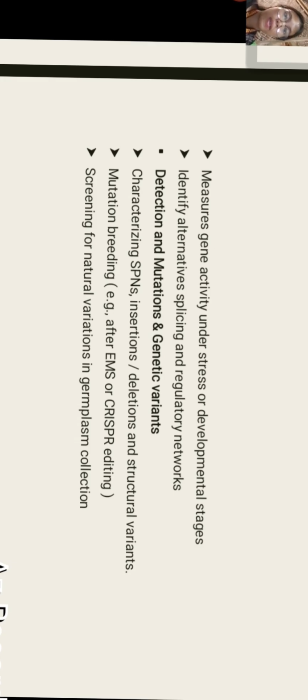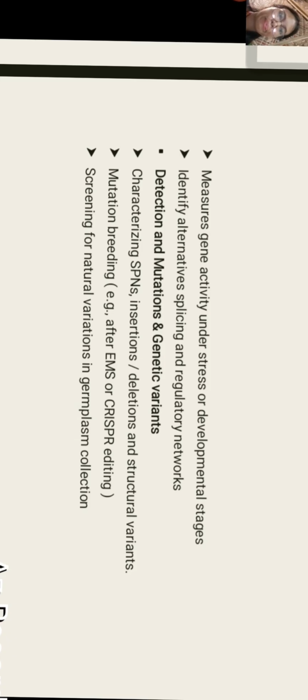And next is screening for natural variation and germplasm collection. Germplasm collections are libraries of many plant types from different regions. Scientists examine these plants to find natural differences that can help breeding. They check for disease resistance, growth tolerance, bigger seeds, better flavor, taste, growth.